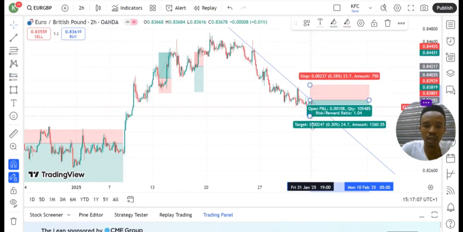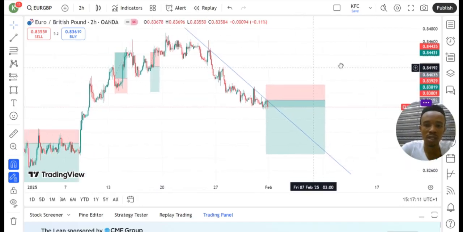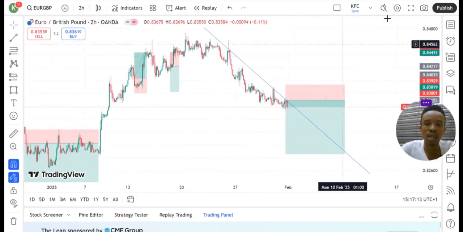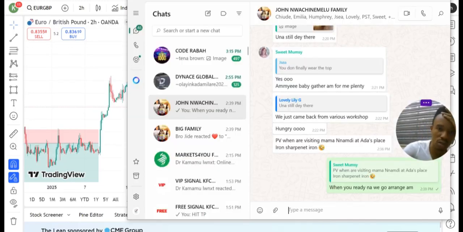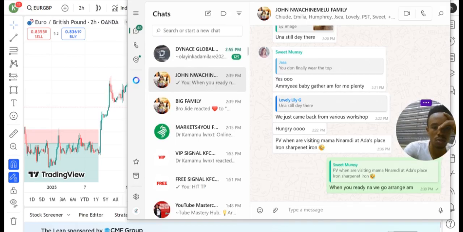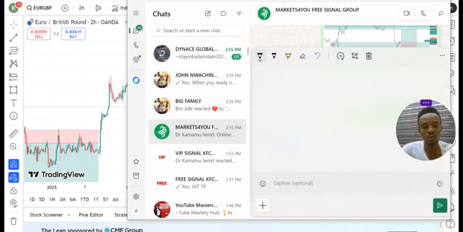UG has been one pair that has not really given me clear directional bias, but from what I'm seeing, this would give you a good entry if you are interested in going bearish with EG. So quickly, I'm just going to post it on the group.